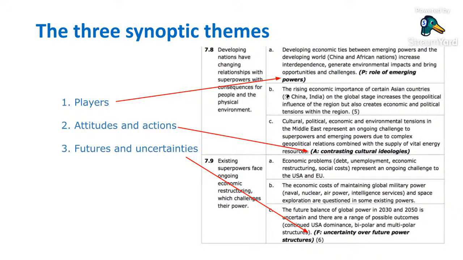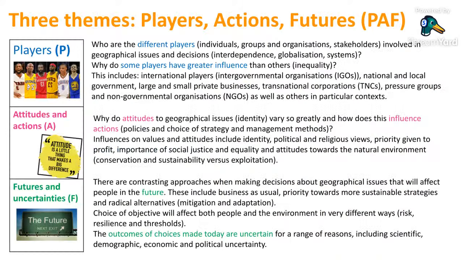But the key things are, you should be aware and trying to blend into your 18 and 24 markers content that links, not necessarily to a spec point at all. It's all based on this resource pack. And yes, you could bring in a spec point and your own knowledge. But here I'm trying to get you to think about players, attitudes and actions, futures and uncertainties. Can you think about those 3 synoptic themes and blend them into each paragraph you're doing in those extended questions at the end of the paper?